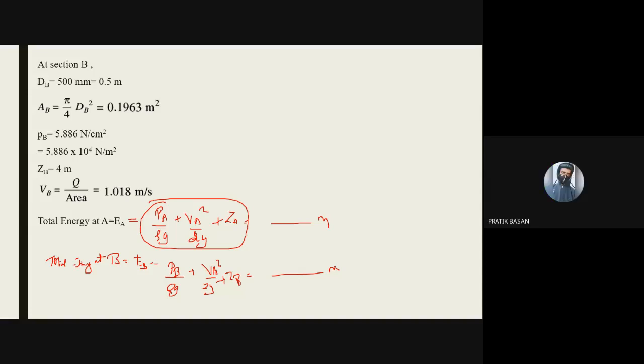Sir, for PA by rho G, should we take rho as 870 or 1000? 870, because the density of the fluid which is flowing through the pipe is 870. Whatever fluid is flowing through the pipe, that you have to take here. Okay, sir.